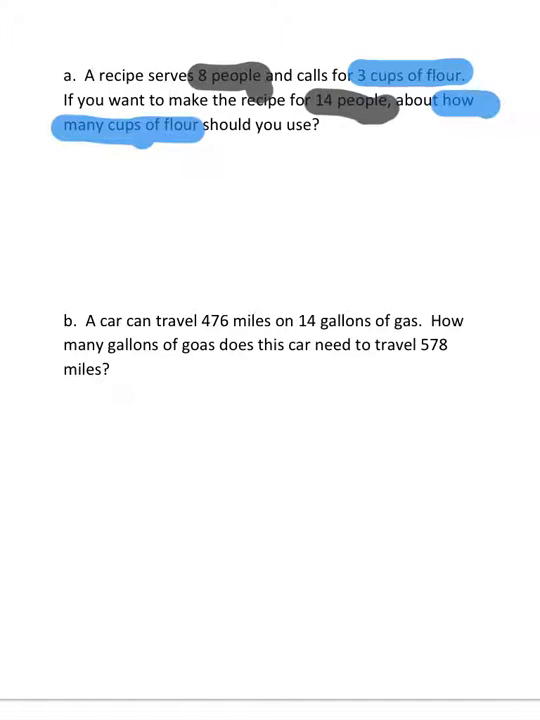So the first step in my proportion is I'm going to write 8 people over 3 cups of flour, because that's how many cups of flour I need. So that's my proportion that I'm going to go off of.